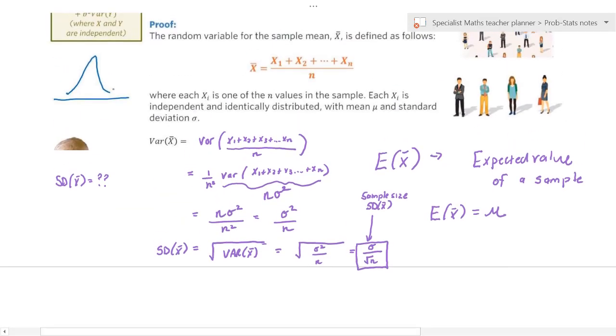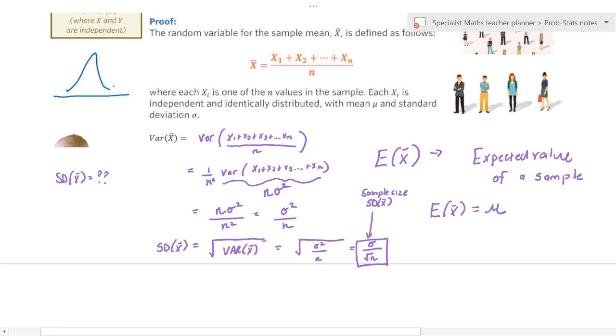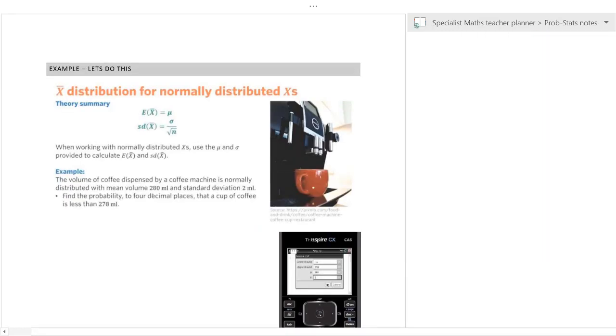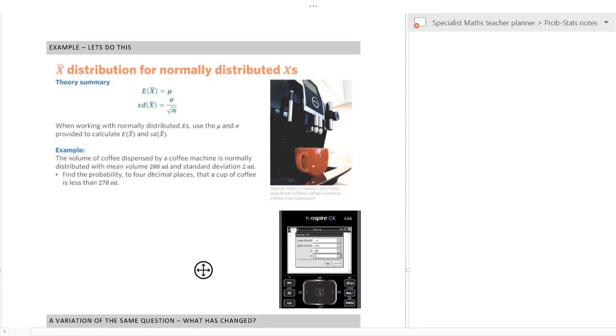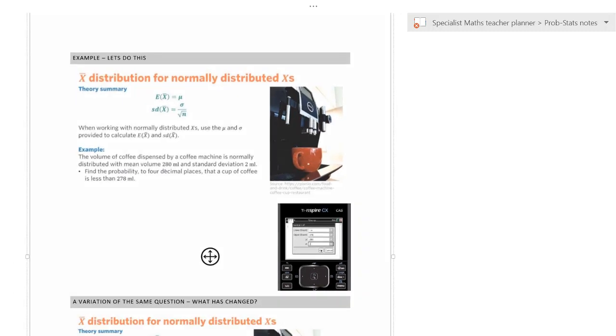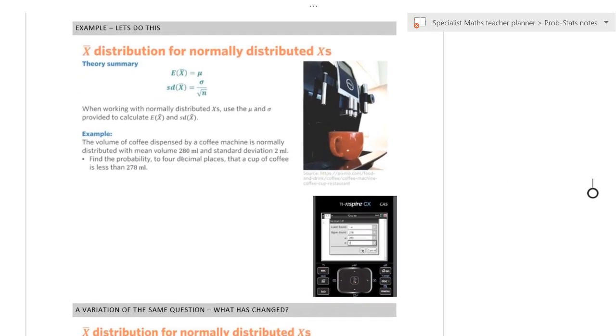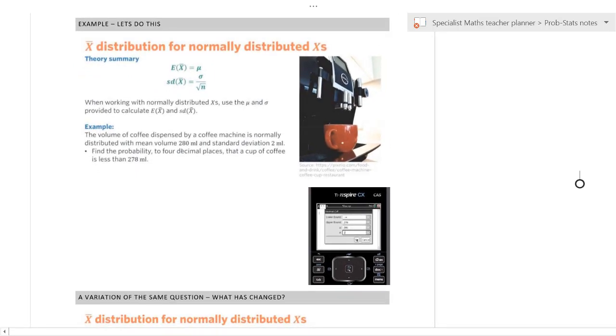Okay, so I hope that gives you some understanding. You don't need to be able to prove that. You won't have to prove that in the exams. But I think that this is probably a good place to stop here. Let's do one example, and then let's show you an example.